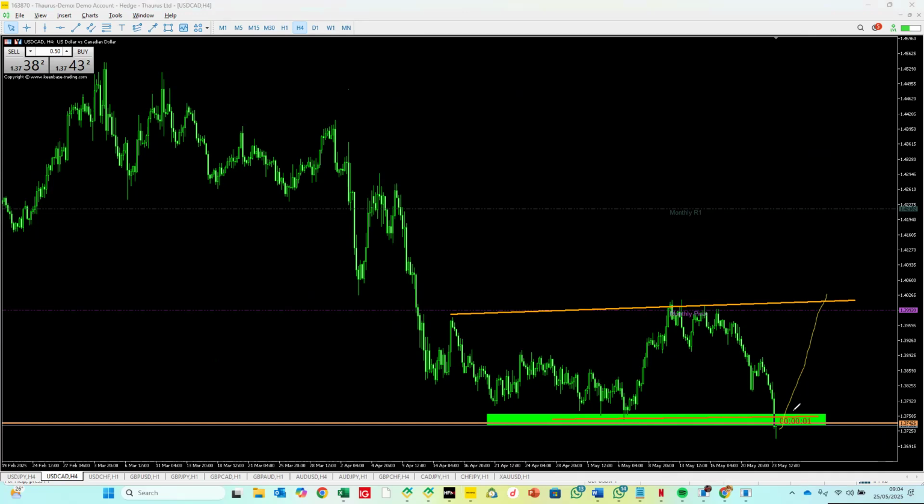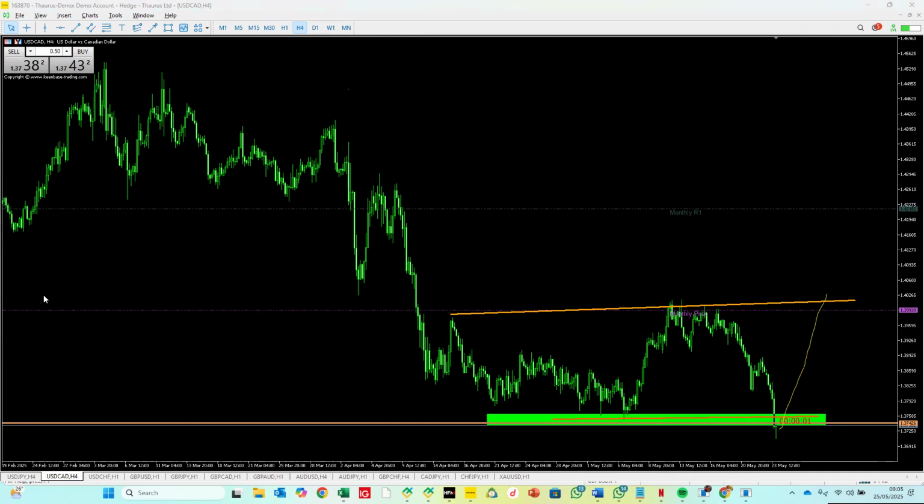So I would say that we are going to be going long first on US dollar CAD, and then after that we should look at going short. What it means is that CAD will most likely first be weak, and then after that we will look at trend continuation.